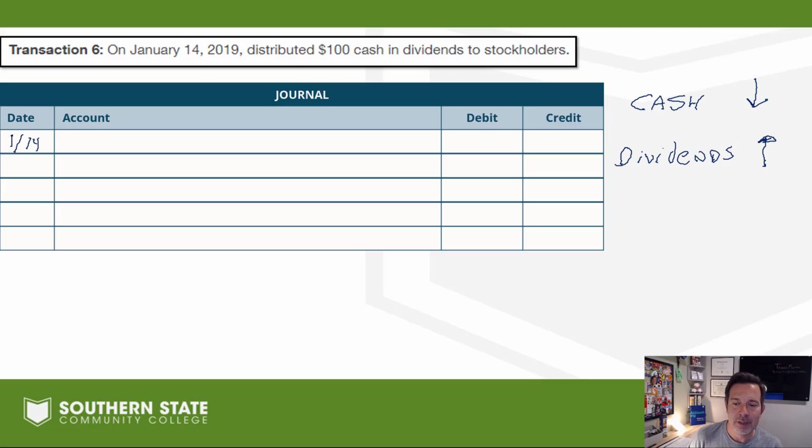114, our debit is going to be to dividend. Dividend, again, is simply the company paying back some profits to the shareholders. Cash account, $100. Our description, paid dividends.